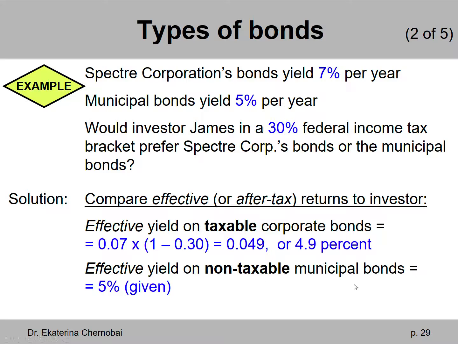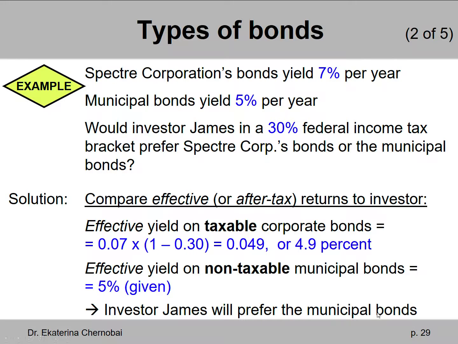And the municipal bonds are not taxed. The coupons received from municipal bonds are not taxable. And so the effective rate is as given, 5%. And now you can see which bonds would be more desirable for this investor, James. It's the municipal bonds with a higher after-tax return.